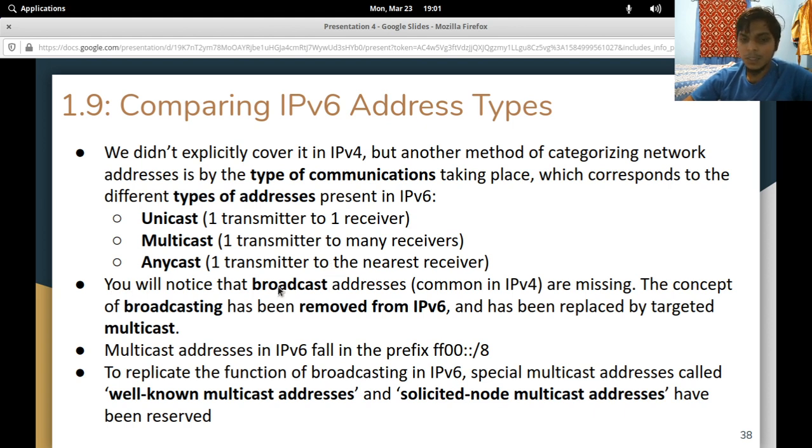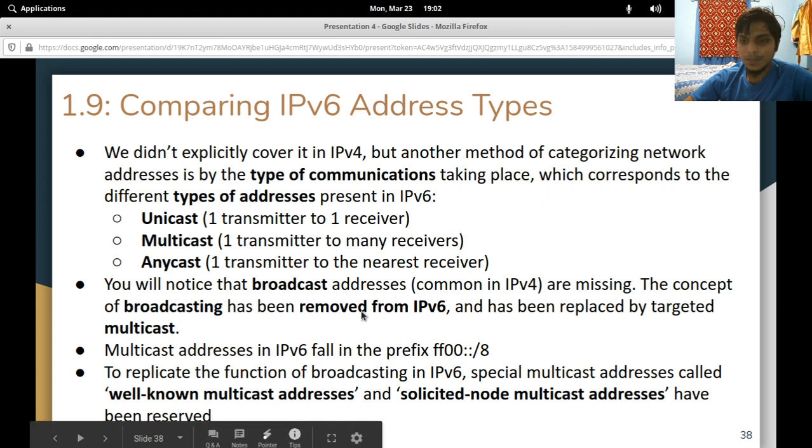You will notice that broadcast addresses, which we talked about a lot in IPv4, are missing. In IPv6, we have unicast, multicast, and anycast. We don't have broadcast. The concept of broadcasting has been removed from IPv6 and has been replaced by targeted multicast.